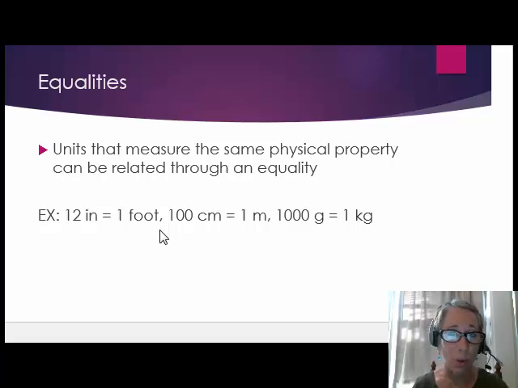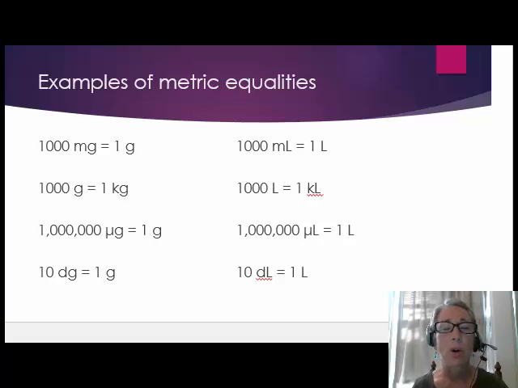and the conversion factor or relationship between these two units is 12 inches is equal to 1 foot. Other examples of conversion factors include 100 centimeters equals 1 meter and 1,000 grams is equal to 1 kilogram. Metric conversion factors are always based on powers of 10, and these conversion factors are written as equalities.